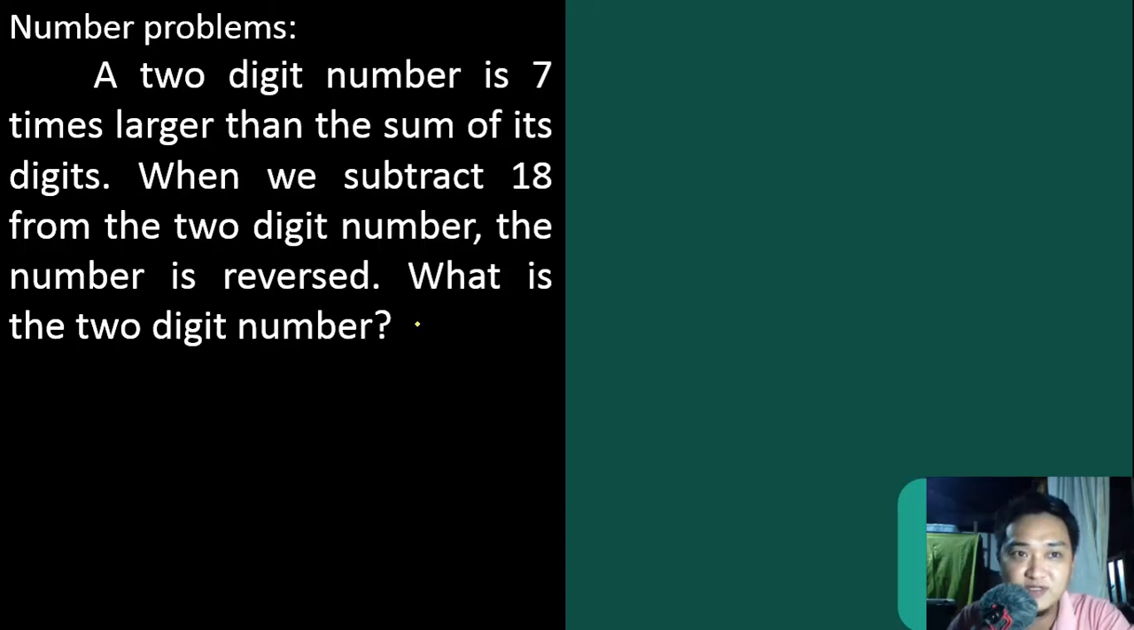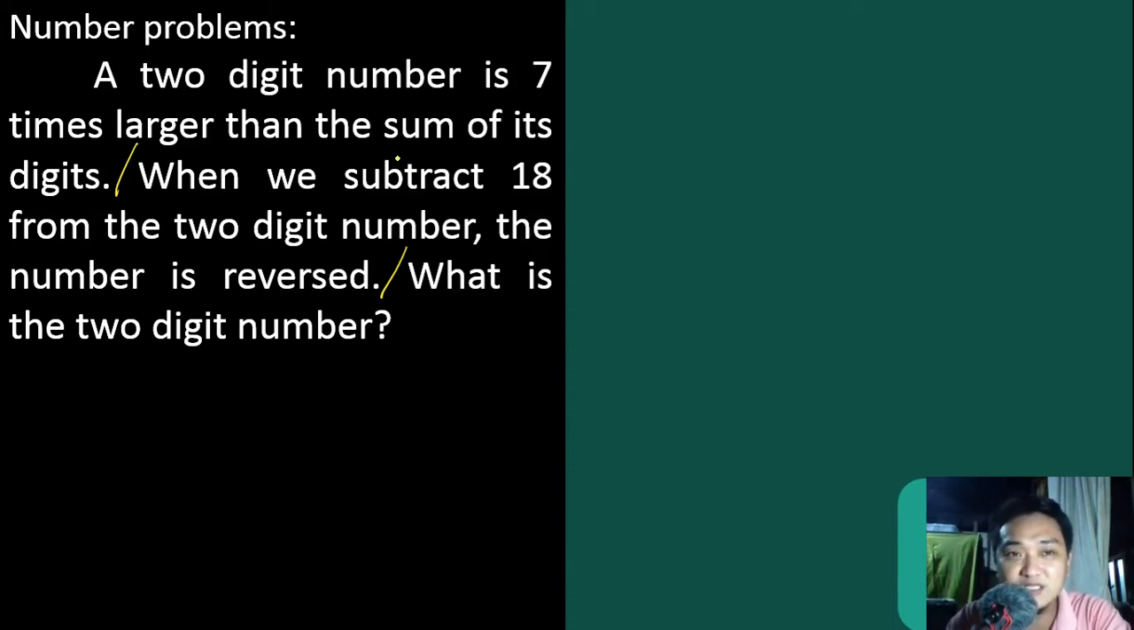So let us have another example. Let's say we have a 2-digit number that is 7 times larger than the sum of its digits. When we subtract 18 from the 2-digit number, the number is reversed. The question is, what is the 2-digit number?